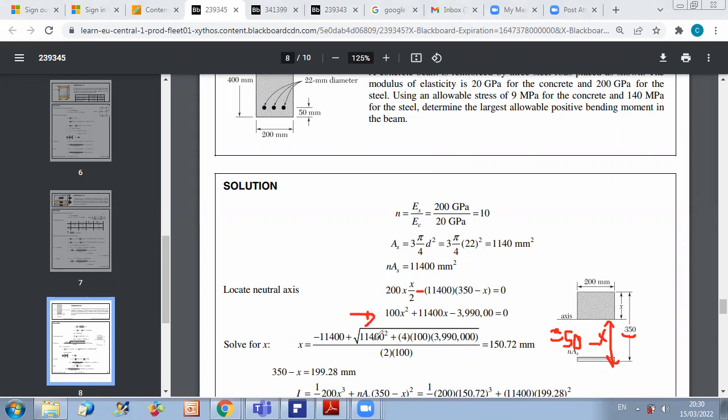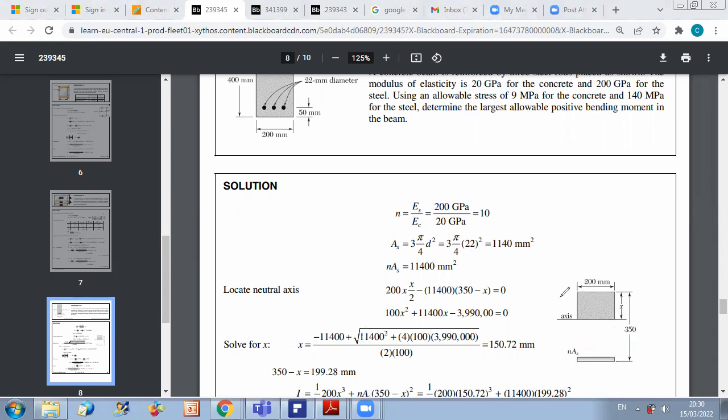If you solve it, you will get one positive value and the other root is negative. So the other root will be rejected. So you just consider the positive root, which, you can verify, is between 0 and 350. It's 150.72 millimeters. So we solve for x. Therefore, now we know the position of the neutral axis.